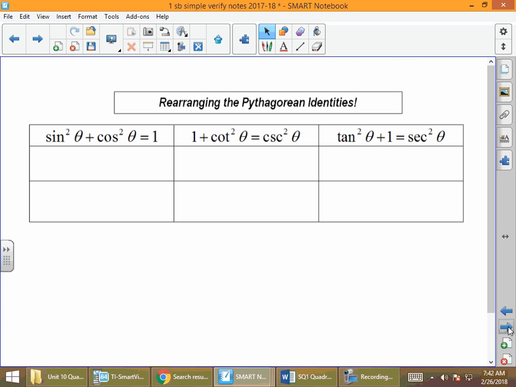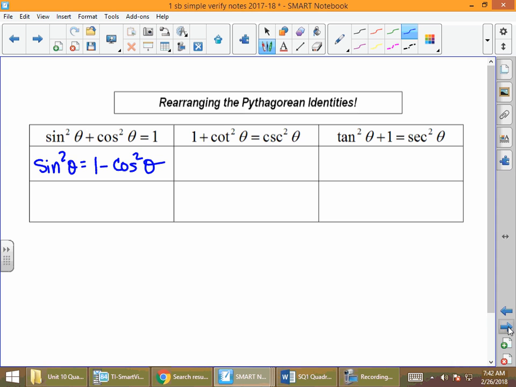So let's take these Pythagorean identities and rearrange them a bit here. We've got sine squared theta plus cosine squared theta equals 1. We know from our last unit that sine squared theta equals 1 minus cosine squared theta, and cosine squared theta equals 1 minus sine squared theta. We actually use those bottom two that we filled in our last unit a lot.